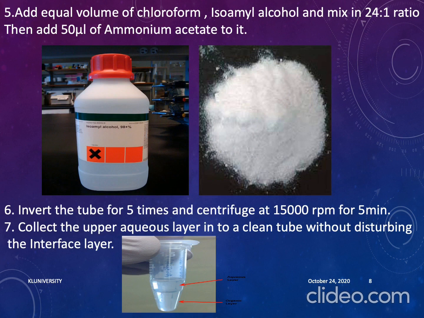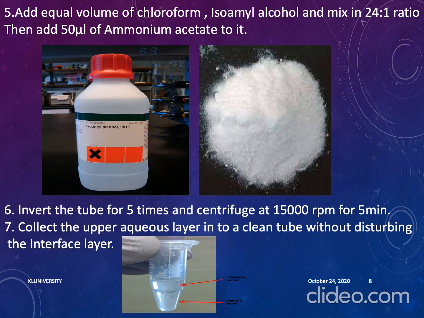Now add equal volume of chloroform and isoamyl alcohol mixed in 24:1 ratio and add 50 ml of ammonium acetate to it. Invert the tube for 5 times and centrifuge at 15,000 rpm for 5 minutes. Collect the upper aqueous layer into a clean tube without disturbing the interface layer.